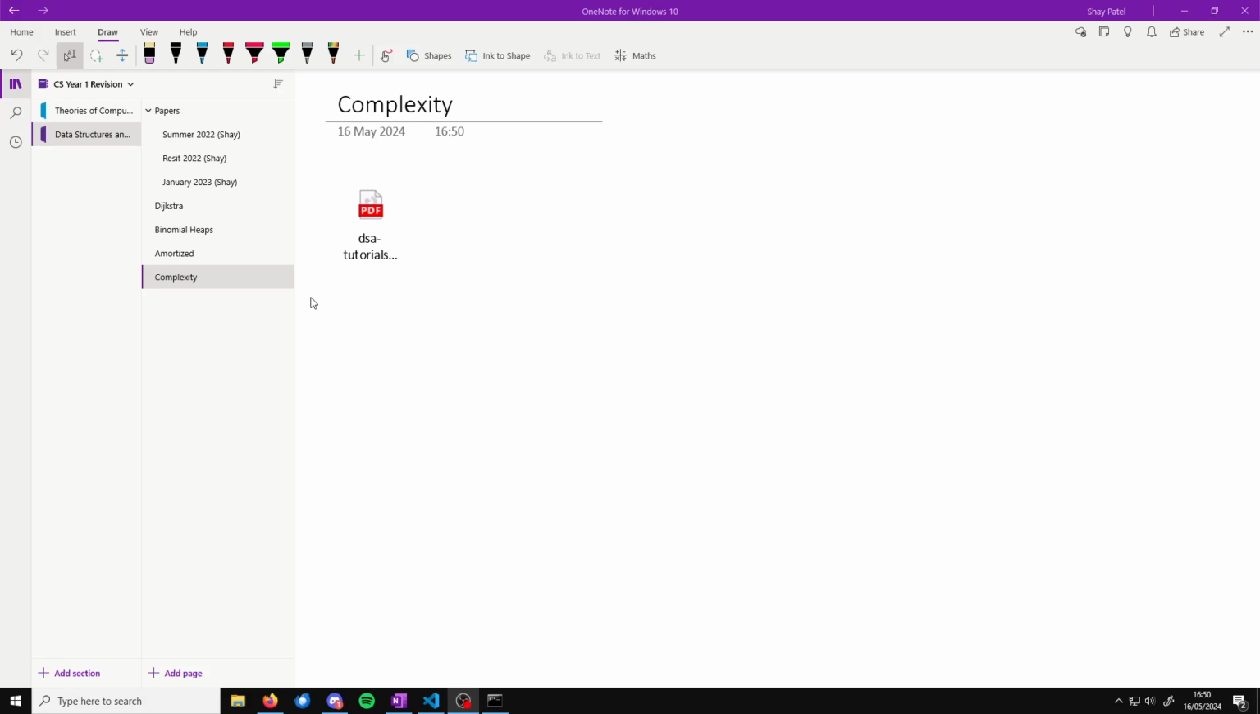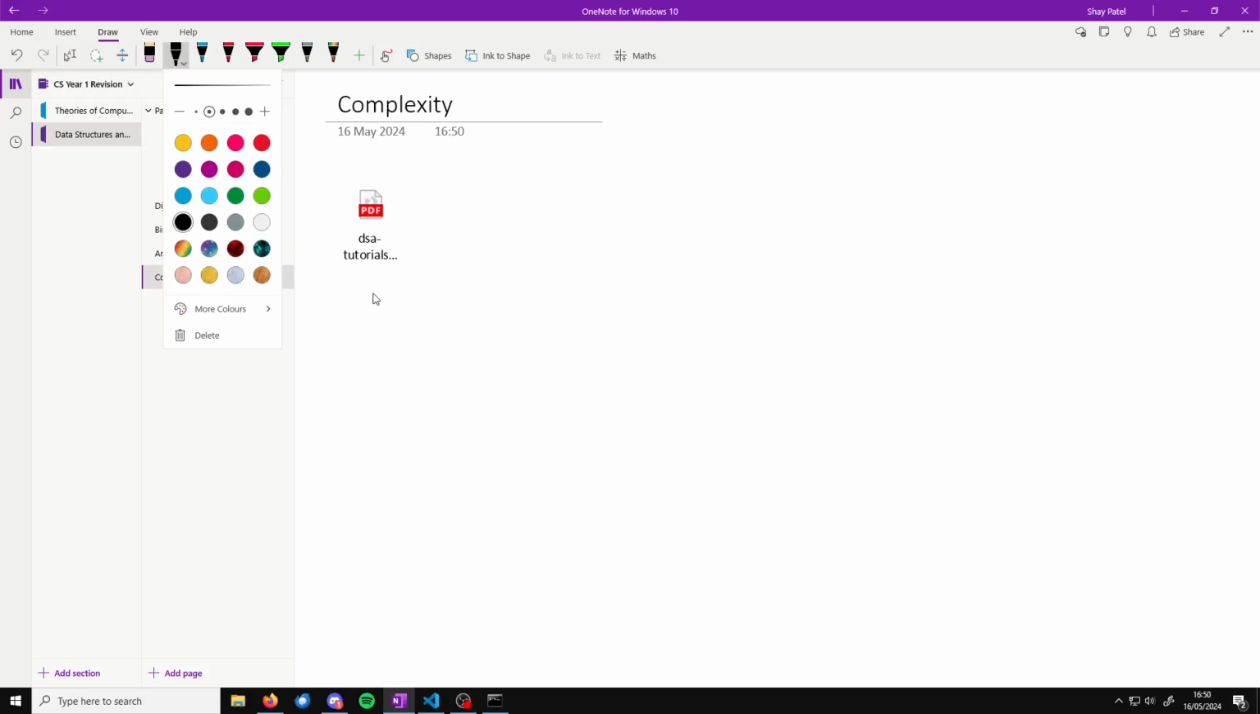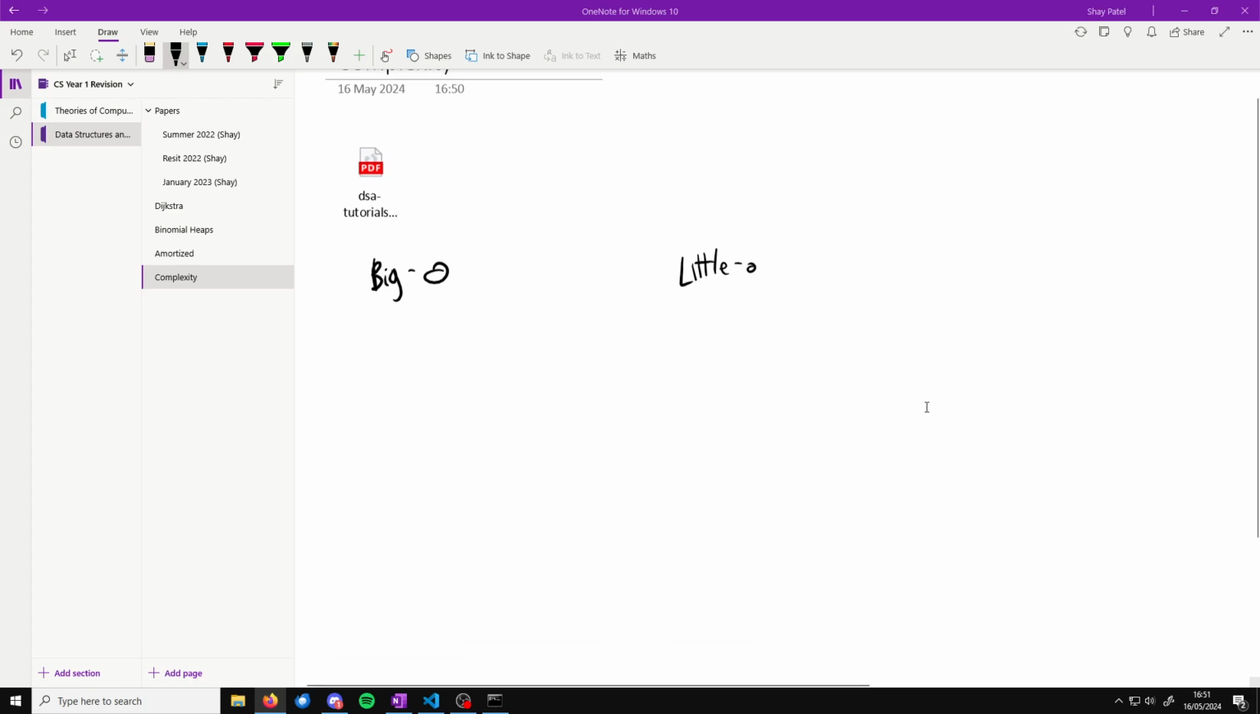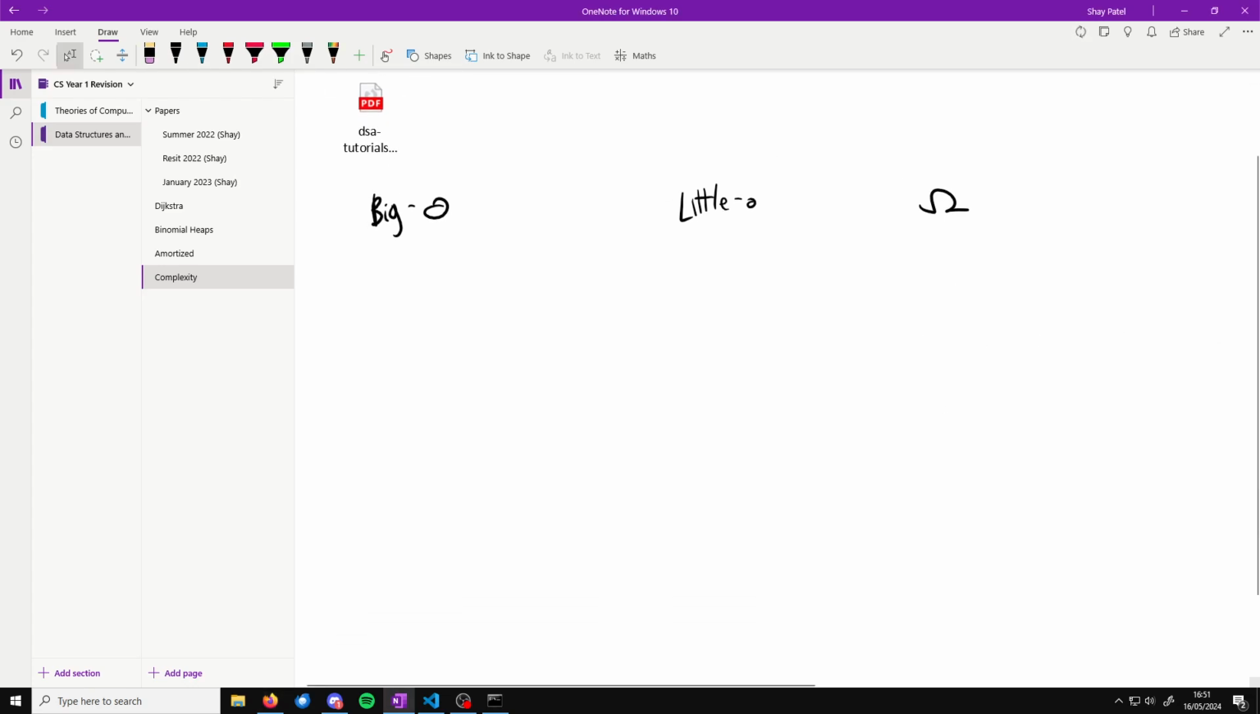Okay, so complexity. Let's just go over our different types of complexity. So we have big O, we have little o, and we have, let's just check which ones we need to be aware of. Okay, so there's big O on here, there's omega, there is theta, and there's little o.